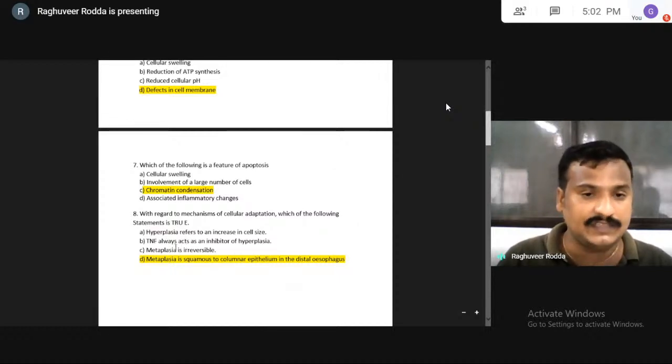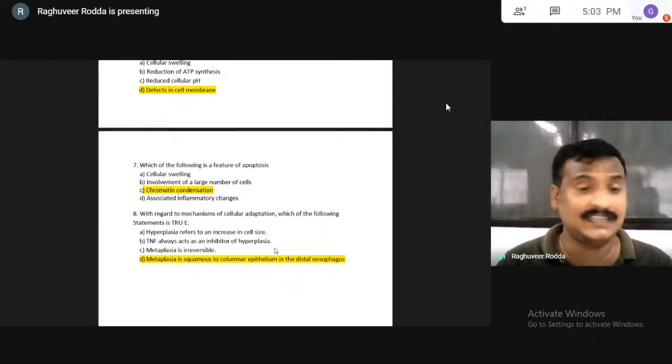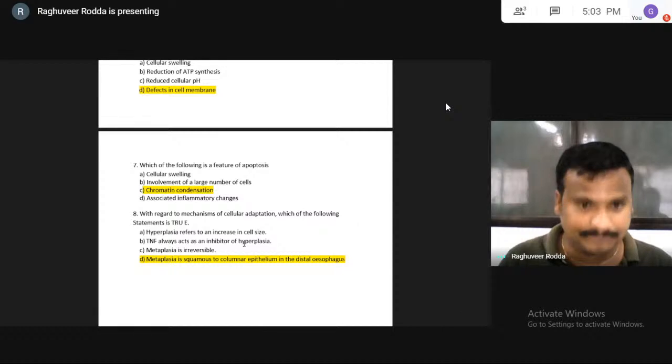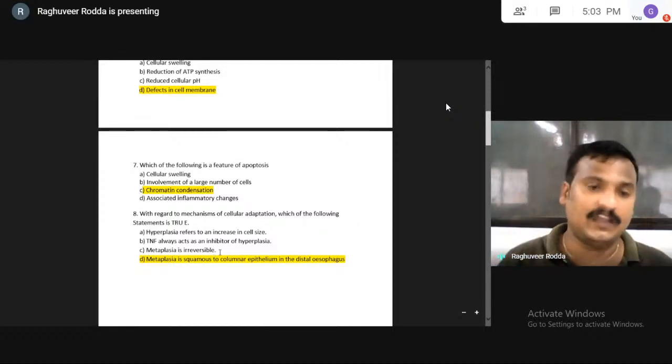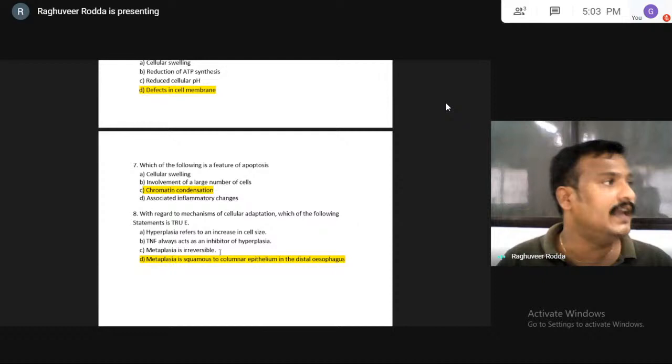Then, TNF alpha acts as an inhibitor of hyperplasia. Definitely, TNF alpha is a cell cycle regulating compound, so whenever TNF alpha comes, it is going to inhibit the hyperplasia condition. Increased cell size is hypertrophy, whereas hyperplasia is an increase in cell number. Then metaplasia is reversible. When I'm talking about metaplasia, the first and foremost thing I said is that metaplasia is a reversible one.